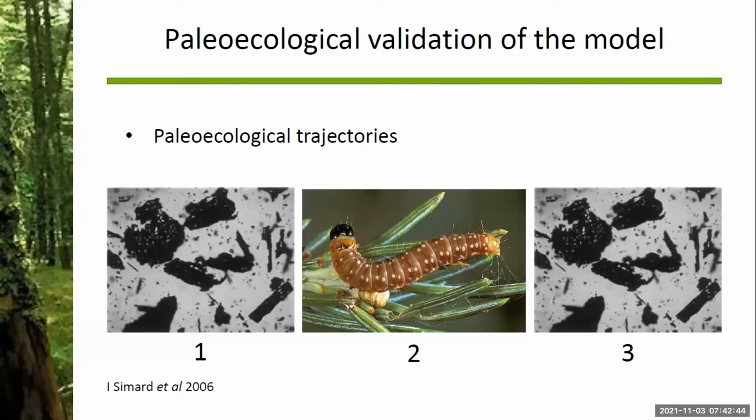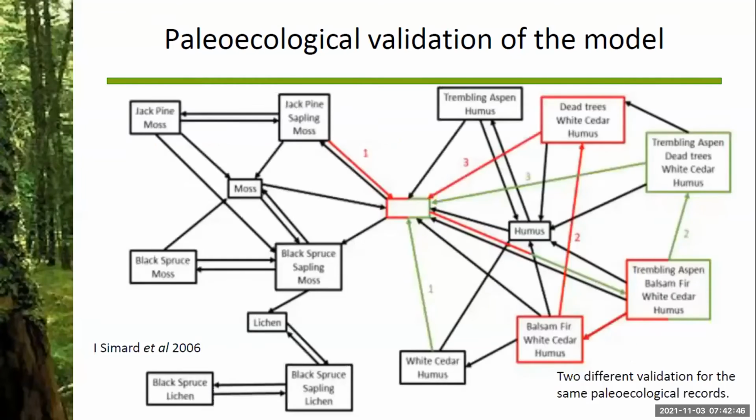And if I try to see if I have them in my model, you can see you have different possibilities. The 1 here represents a crown fire in green and red. The 2 is the outbreak of the spruce budworm, and the 3 a second crown fire. What is interesting to see is that with one paleoecological reconstruction, I have 2 different scenarios and trajectories in my model. It's why I think it's interesting to find an initial state space in the paleoecological model to try to have more information about my model and improve my validation.